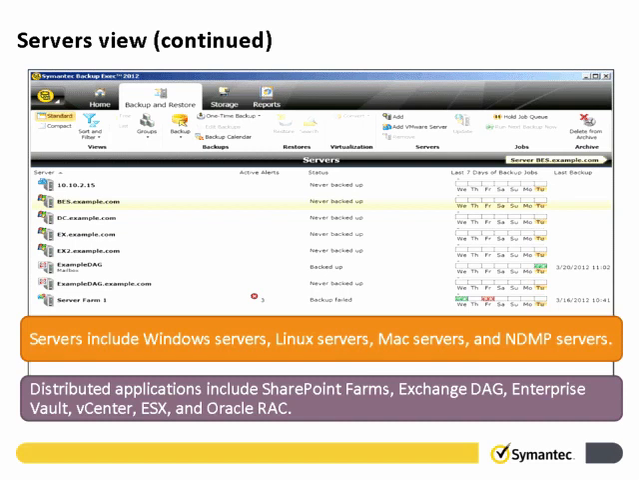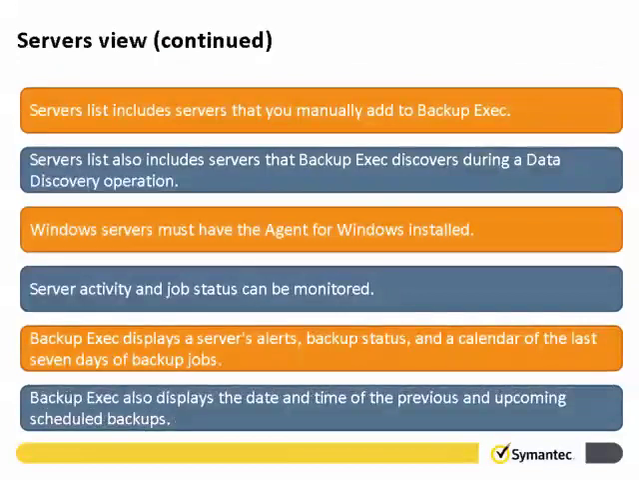This is the default layout for this screen, but you can also change this layout as you need to. So this list includes all the servers that Backup Exec knows about, including servers that are running distributed applications. This includes anything that you have manually added. Any machine that you're backing up must have an agent on it. So if it's a Windows machine, it must have the agent for Windows. If it's Linux, it must have the agent for Linux.